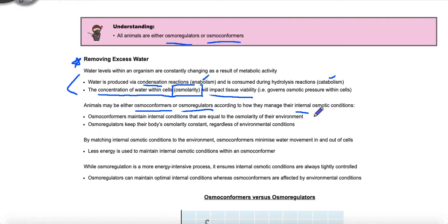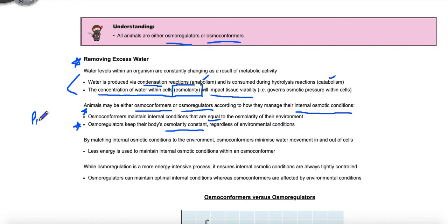And that depends on how they are able to manage their internal osmotic conditions. The osmoconformers right here maintain internal conditions that are equal to the osmolarity of their environment. So they don't really fight it, right? If the environment is a particular osmolarity, then they're that osmolarity as well. So they adjust to that environment. Osmoregulators, on the other hand, keep their body's osmolarity constant, regardless of the environmental conditions.